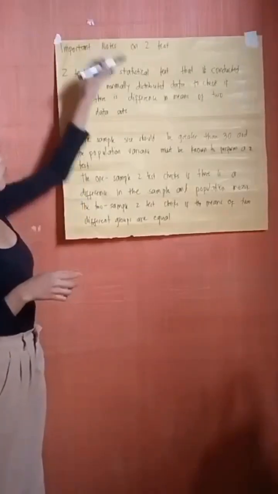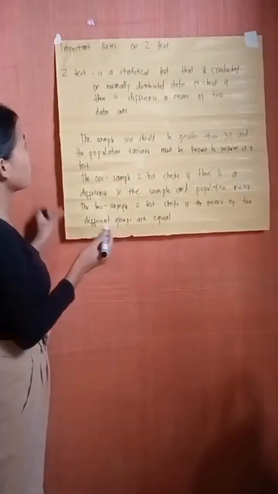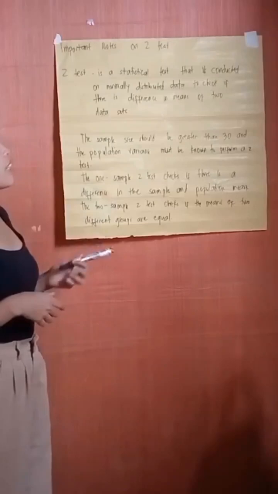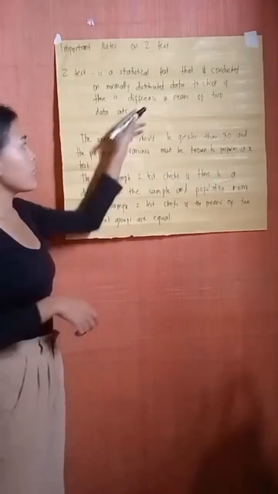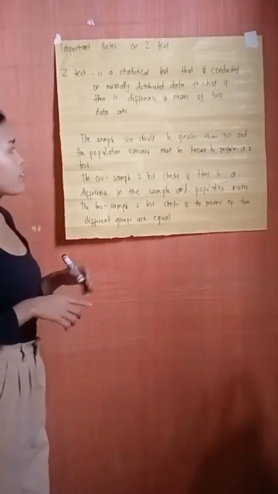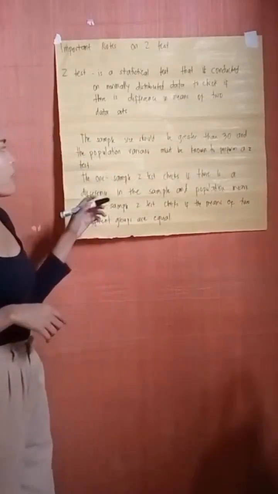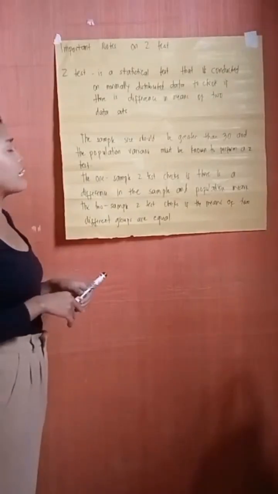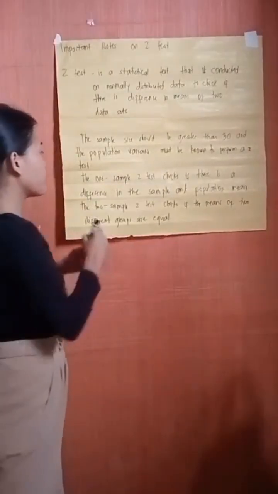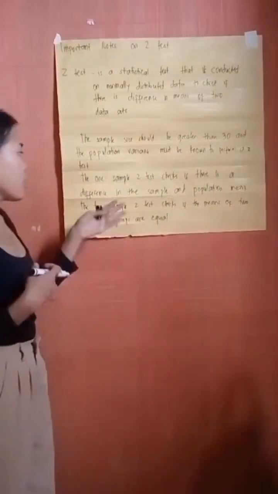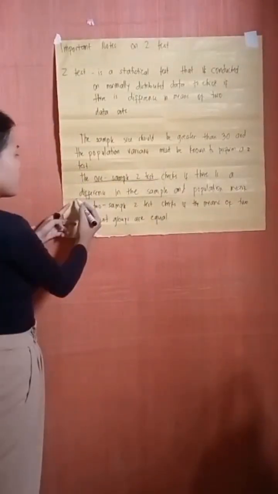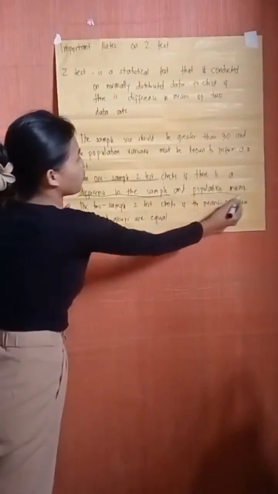The important notes on Z-test. So we have Z-test, that is a statistical test that is conducted on normally distributed data to check if there is difference in means of two data sets. So the sample size should be greater than 30 and the population variance must be known to perform a z-test. So the one sample z-test checks if there is a difference in the sample and the population mean.